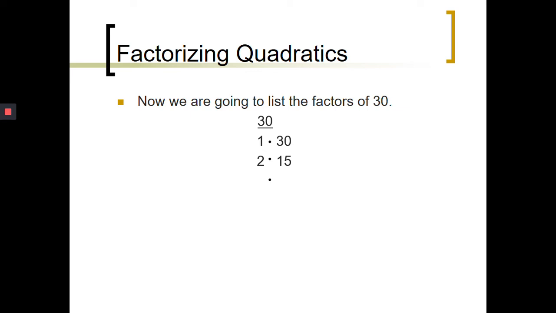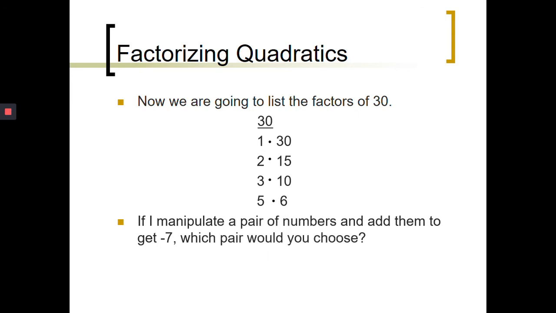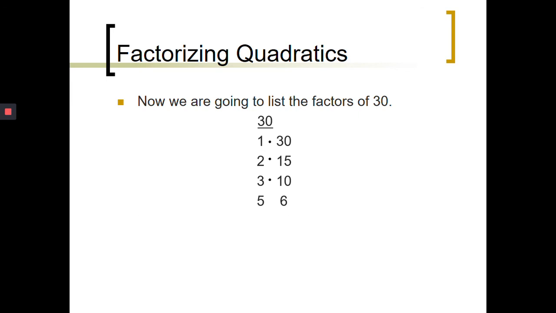Okay? My next pair is 3 times 10. Yes, 3 times 10. My next pair is 5 times 6. 5 times 6. Okay, that's my next pair. So I have 4 pairs of factors that multiply to give me 30.